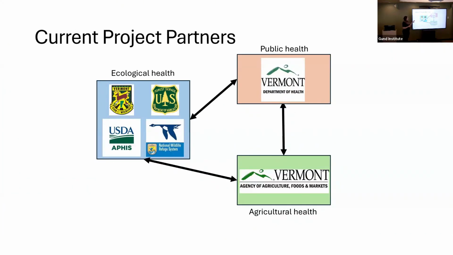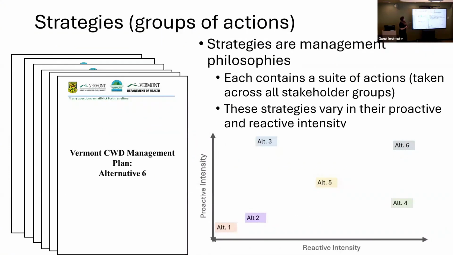So this is a summary of the final group of partners. We've got Department of Health, Agency of Ag and Markets, and then a variety of folks over here in the ecological sector. And all of these people are working together and are generating the ideas that I get to be here presenting today. So that covers the objectives. Now we're on to the actions. Now we know what we care about. We know where we want to end up. How do we figure out which path to take to get there?